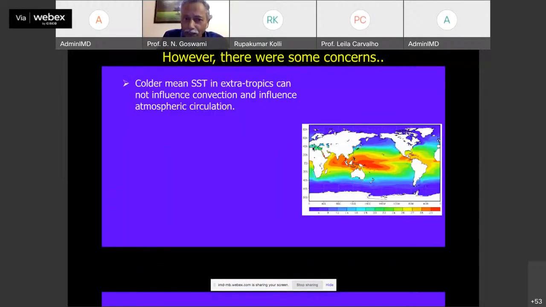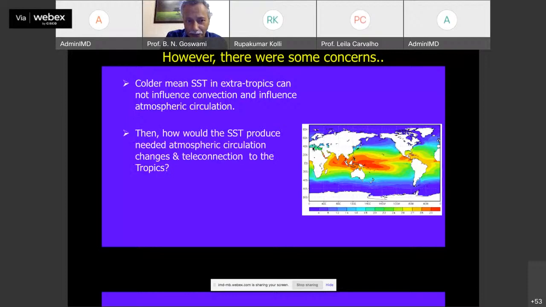But there are a few major conceptual concerns, because the tropical SST influence, the teleconnection, has to happen through the circulation. It is a kind of atmospheric bridge, and the atmospheric bridge has to happen through the circulation. But how does the North Atlantic SST, which is an extratropical SST, with a mean SST that is very cold, how do those cold SSTs or variations of those cold SSTs influence the circulation, which then influences the teleconnection? That has been a major conceptual problem.